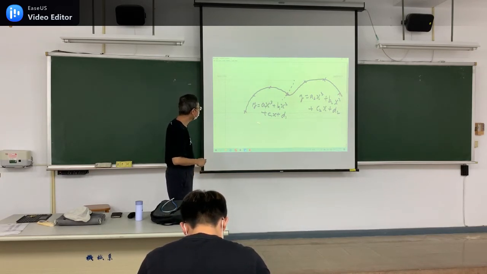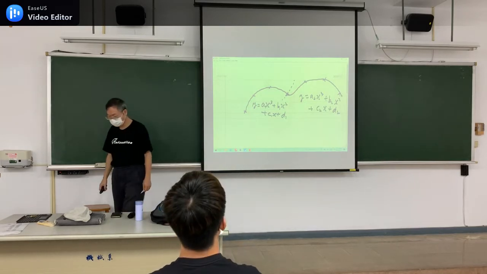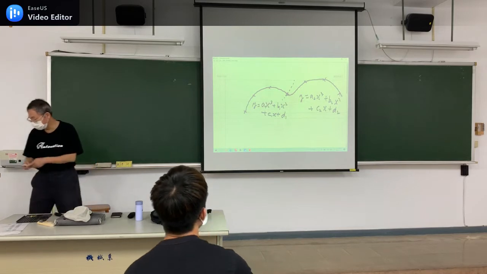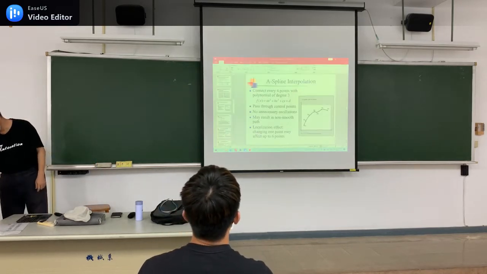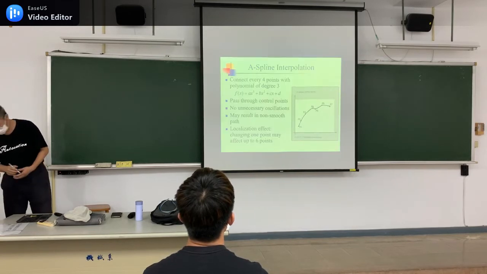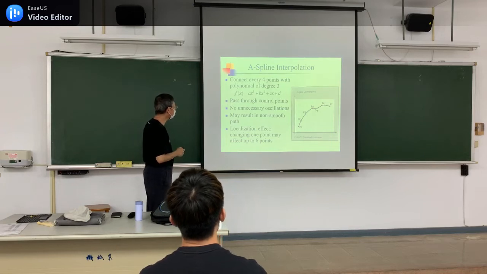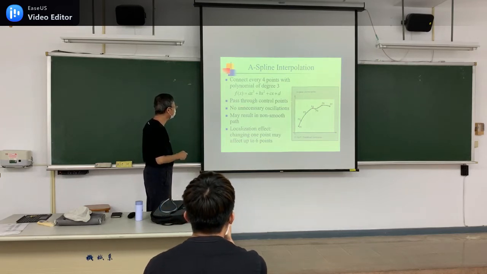Every 4 points, you can have a polynomial. This polynomial will pass through all of the control points here. Okay. This is what we call S point. So it's quite straightforward. So the result is S prime will pass through all the control points.